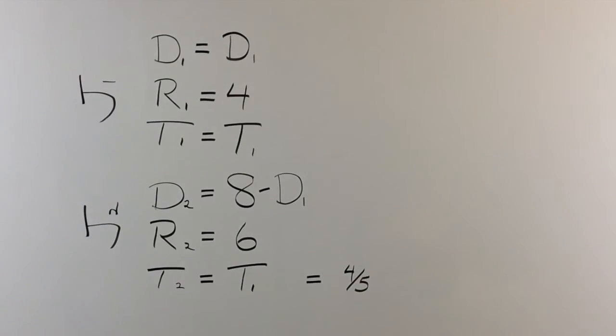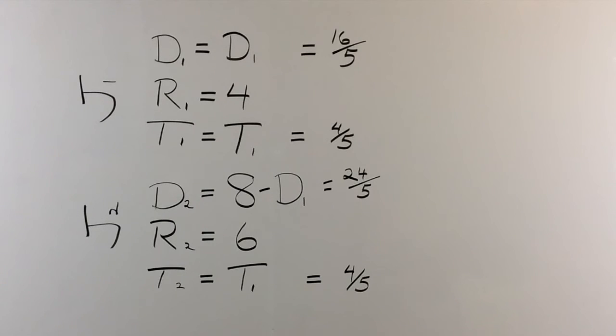Okay, T1 was 4/5. T2 was 4/5. And so D2 equals R times T, R2 times T2. So that would be 6 times 4/5. Do you see that? Take the time, look at that. It's 6 times 4/5, which is 24/5. And for distance 1, we have 4 times T1. T1 was 4/5, so 4 times 4/5 is going to be 16/5. And so 16/5 and 24/5 is 40/5, or 8 miles. And that was correct. The total distance was 8 miles.